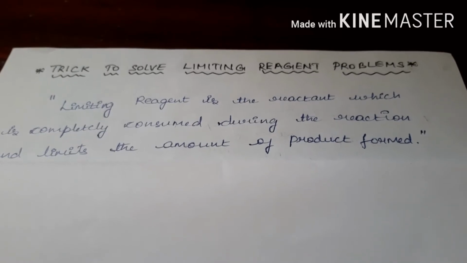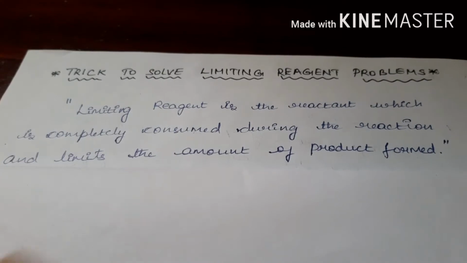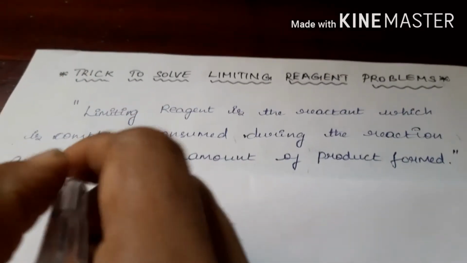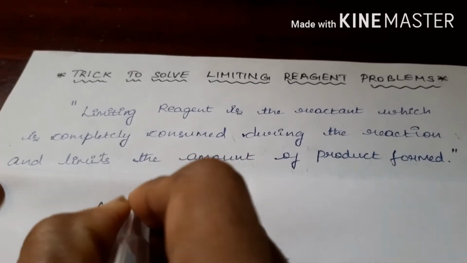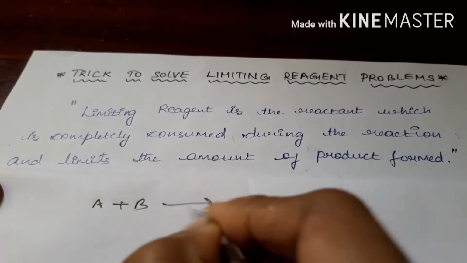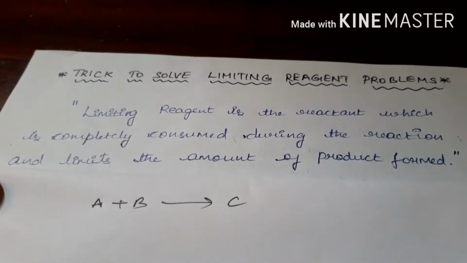Today I would like to discuss a trick to solve limiting reagent problems. Limiting reagent is a reactant which is completely consumed during the reaction and limits the amount of product formed. That means, for example, in a reaction, two reactants completely react to form product C. Here A and B are the reactants to form a product C.